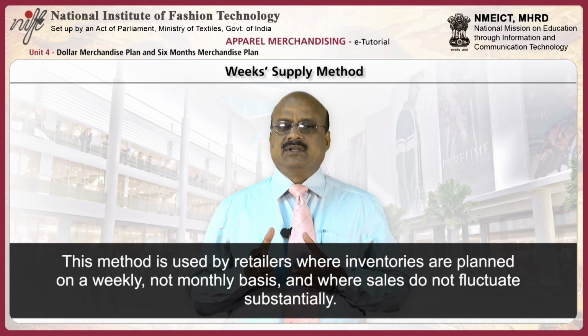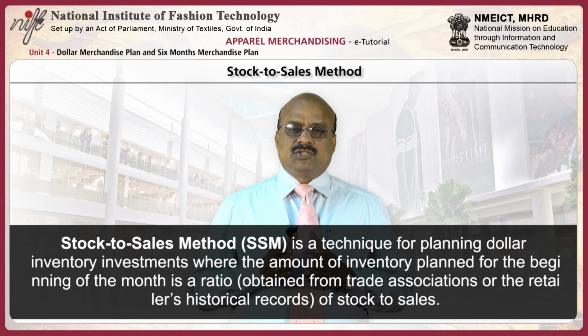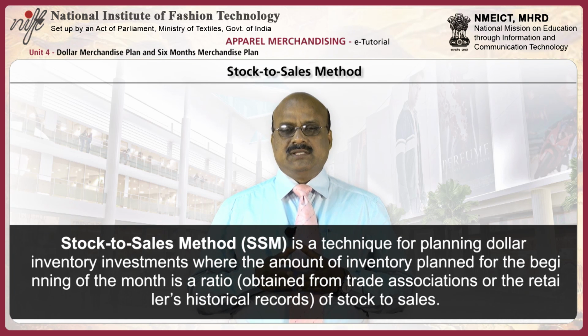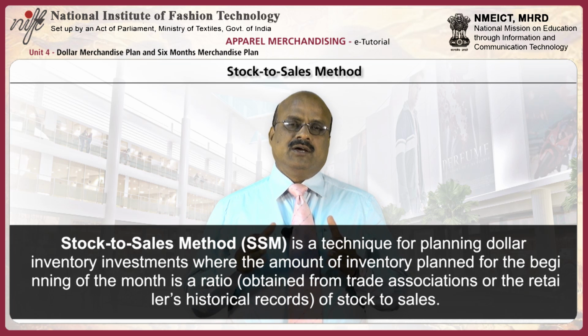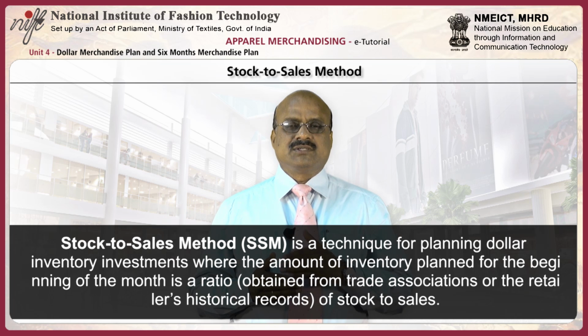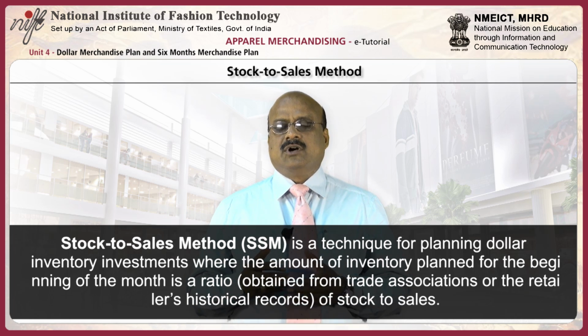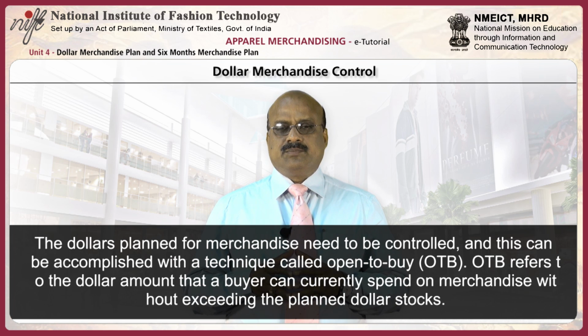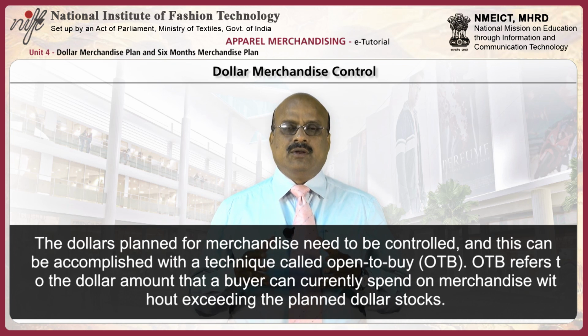do not fluctuate substantially. Stock to sales method, SSM, is a technique for planning dollar inventory investments where the amount of inventory planned for the beginning of the month is a ratio obtained from trade associations or retailers' historical records of stock to sales. The dollars planned for merchandise need to be controlled, and this can be accomplished with a technique called open to buy, or simply OTB.